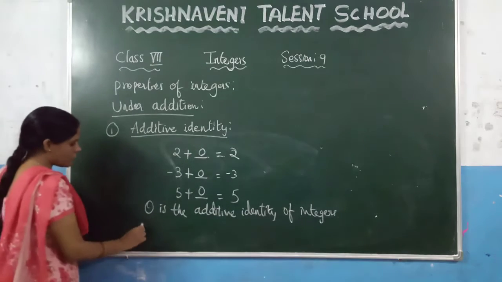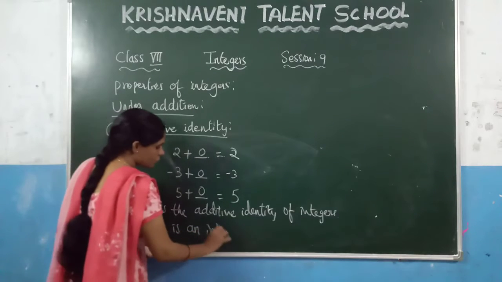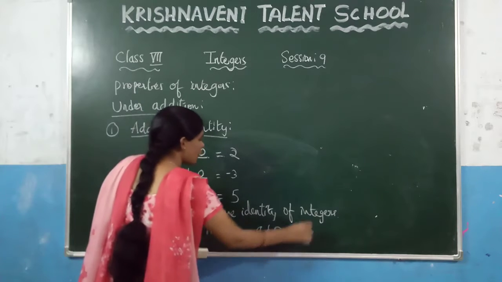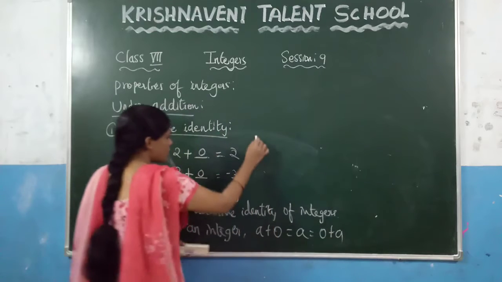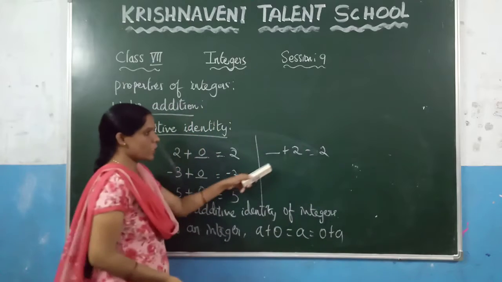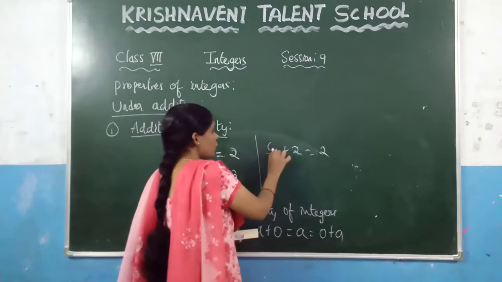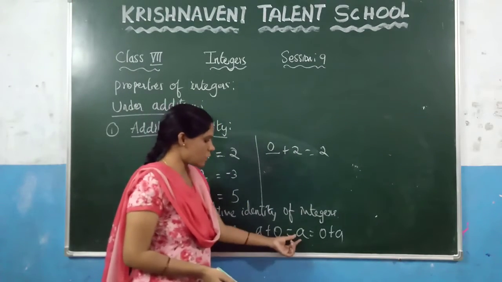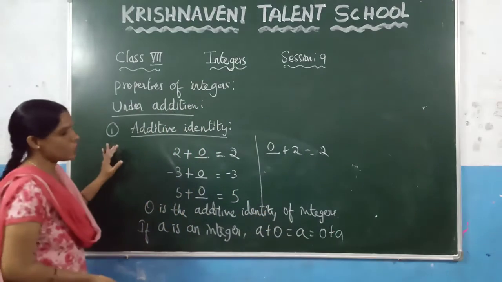To state this, consider if a is an integer, what it states is that a + 0 is always a. You can write it as 0 + a also. The same thing here: blank plus 0 is equal to 2. You need to add some number such that you get the same answer. Which number do you need to add here? 0. So from this we can conclude a + 0 must be equal to a. That is always equal to 0 + a. This we call the additive identity.